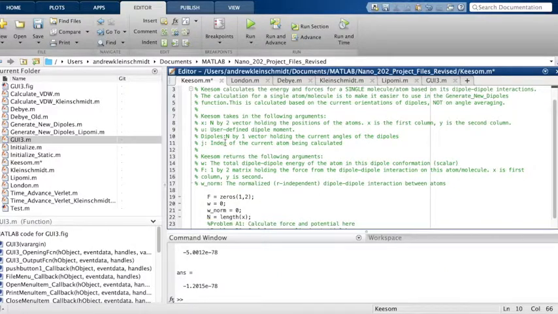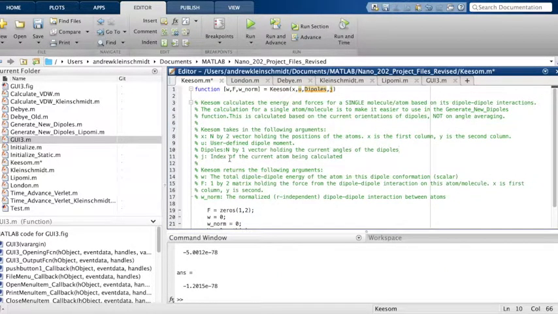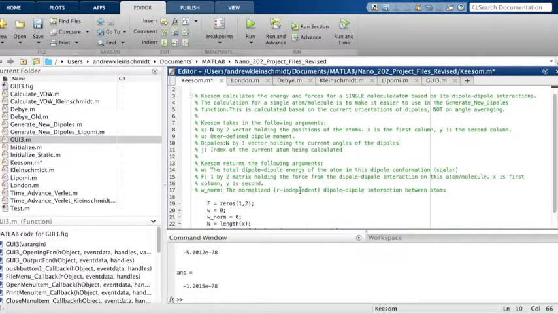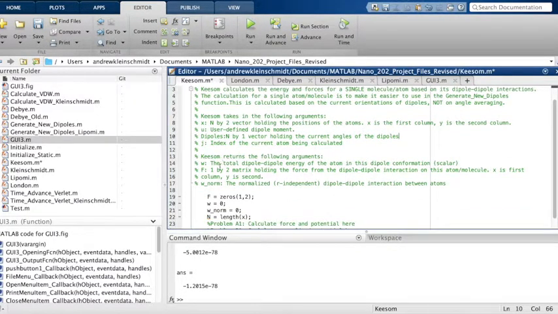Finally, you're given J. J is the index of the current atom being calculated. It's a little complicated, but it tells you which one of the atoms you're currently calculating the force for, because in the Keesom function you're only calculating the force and the energy on one atom in your system. So you'll see that under the return. W is the total dipole energy of the atom in the current dipole conformation. So you're just going to give one number, that's the interaction energy from the Keesom force on the atom J.